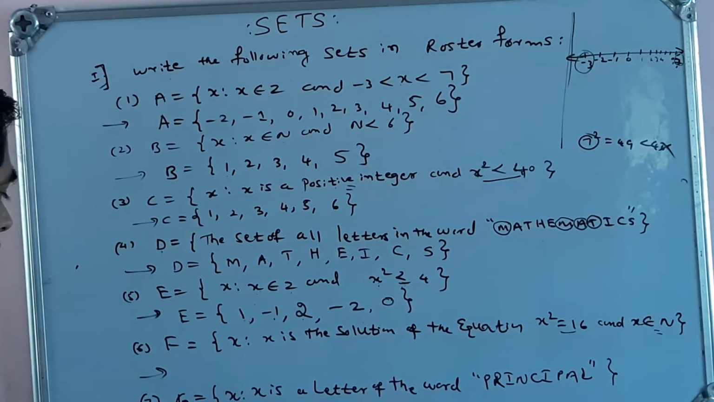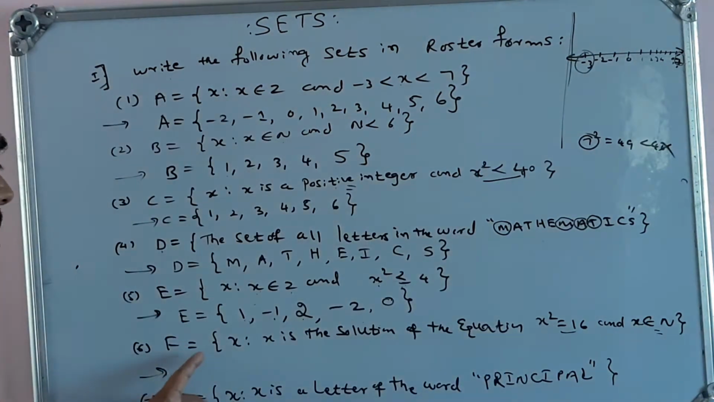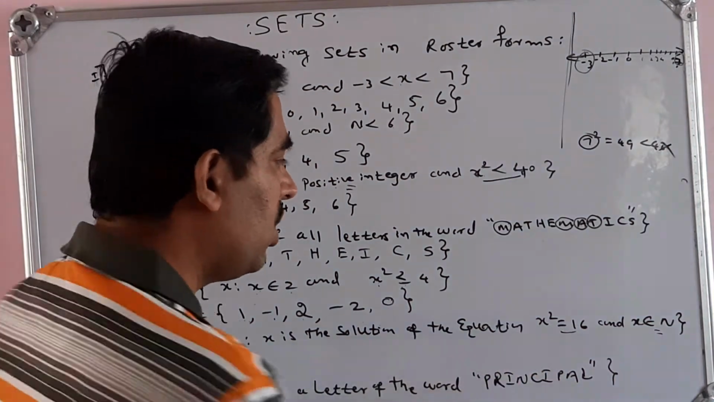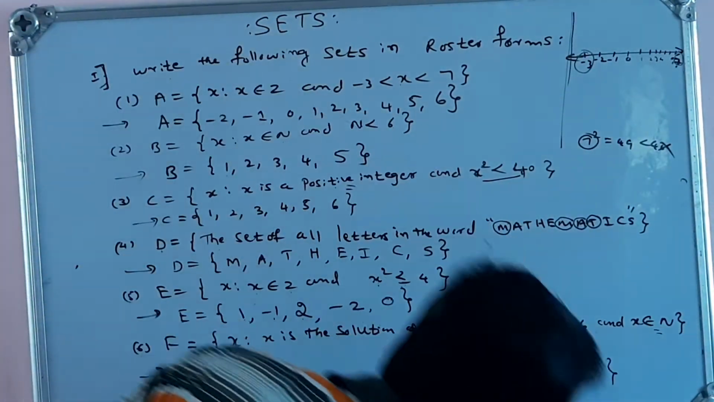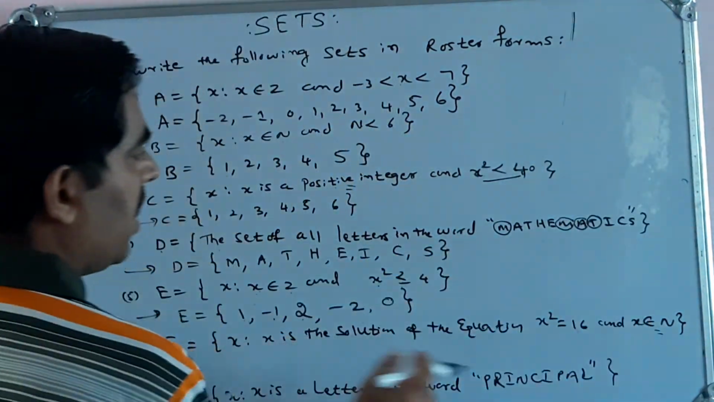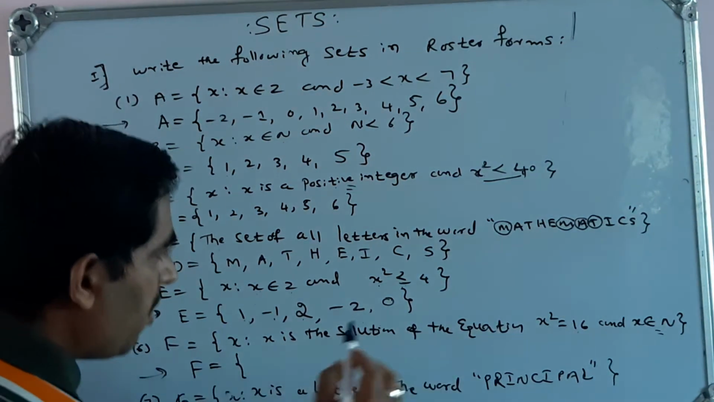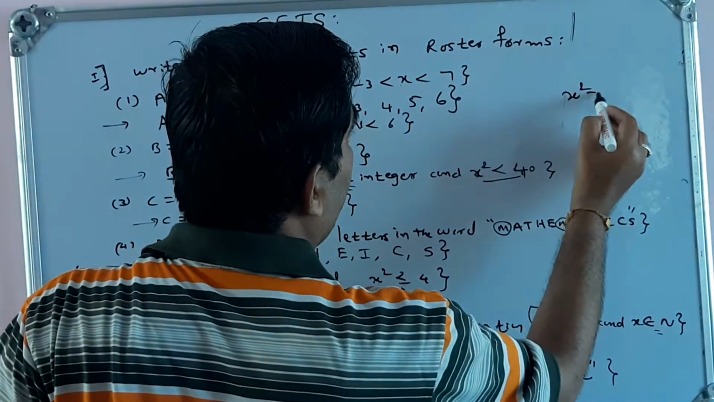So let us go for this next example. x such that x is the solution of the equation x square is equal to 16, and x is a natural number. Let us work that out. How is the set defined here? F is equal to, so I have to write only the elements. x square is equal to 16.